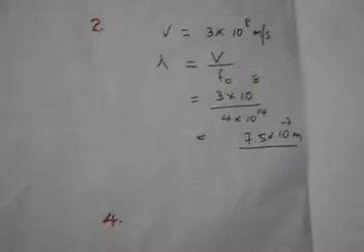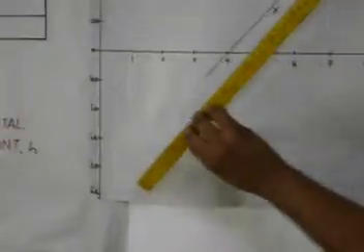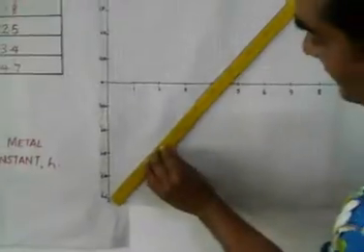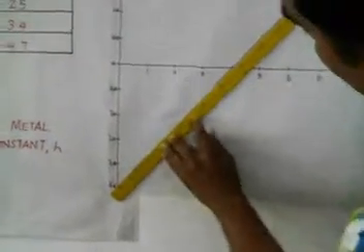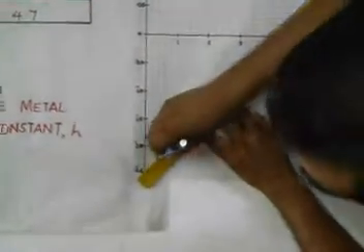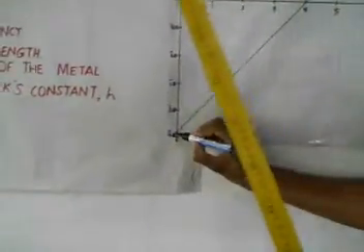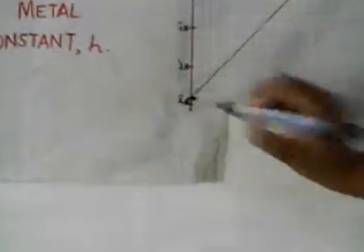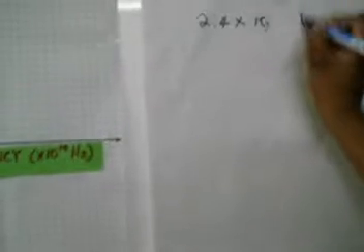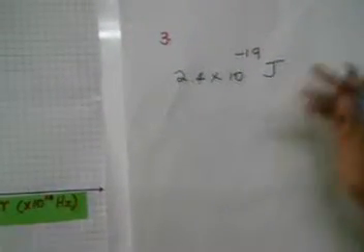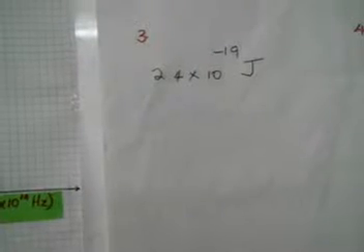The third thing, we are going to find the work function of the metal. In order to find the work function of the metal, we will extrapolate this graph. Upon extrapolating that graph, we notice that the line cuts the y-axis at about 2.4. So it's going to be 2.4 times 10 to the power -19 joules. That is going to be the work function, the minimum energy required for the electron to leave the metal surface.